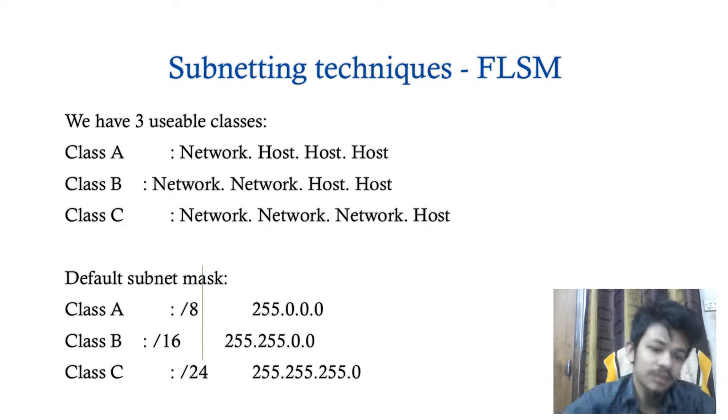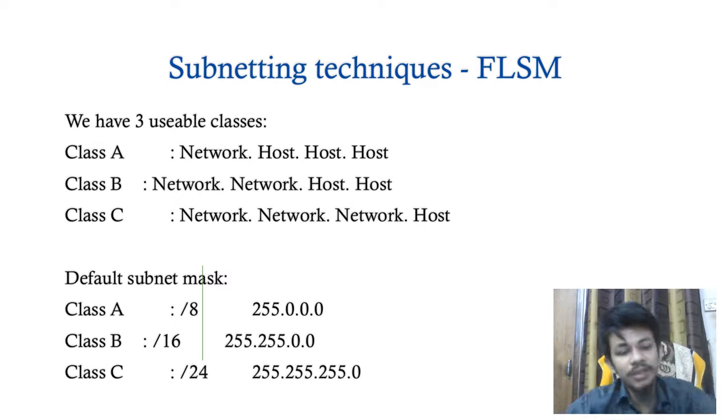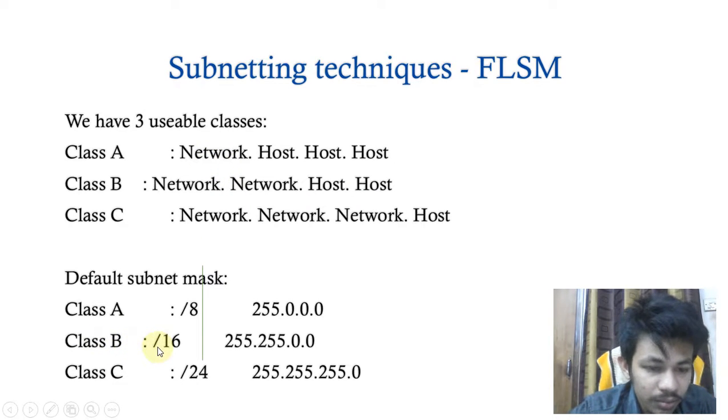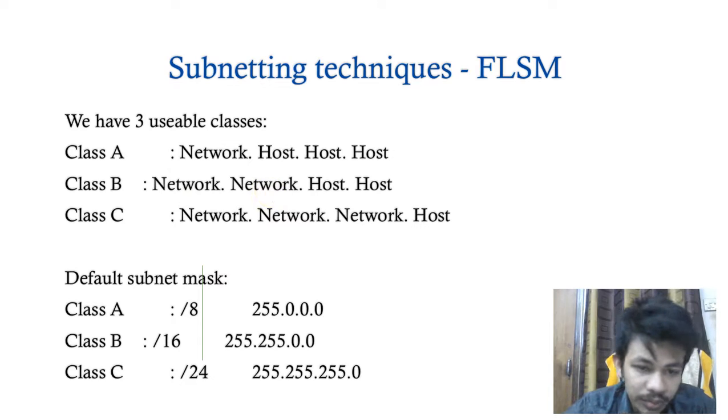So let's see the default subnet mask of each class. Class A has /8, that means the network bits will be 255, only the first octet. In class B we have the default mask /16, that means we have 255 twice here. In class C we have /24, so the first 24 bits will be network. These 3 octets will be 255 and only one will be 0, that is host. I have written it here.